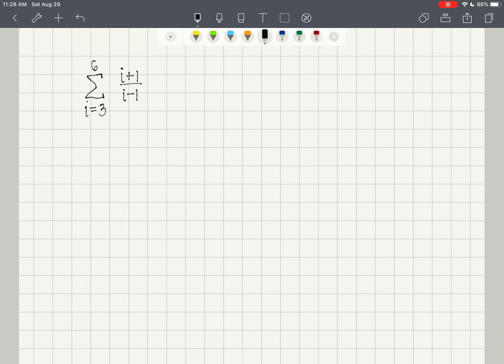So here we have from i equals 3 to 6. i is just a variable. It is not imaginary. So i is common. It's not imaginary. And it is common when using sigma notation.